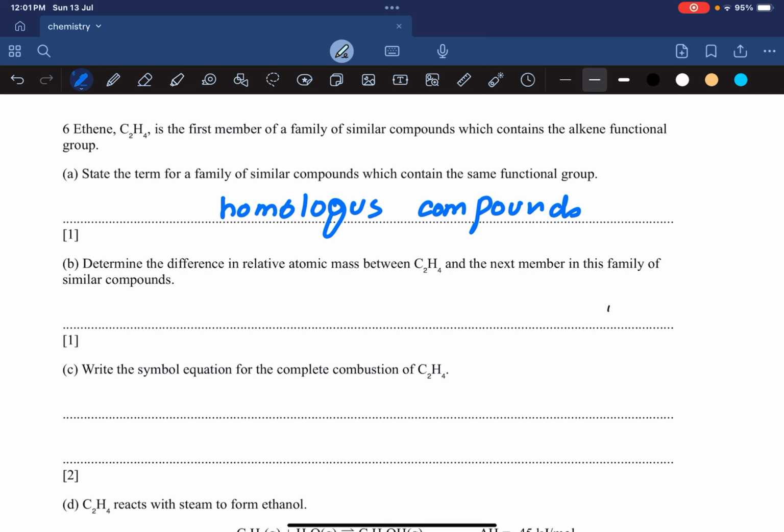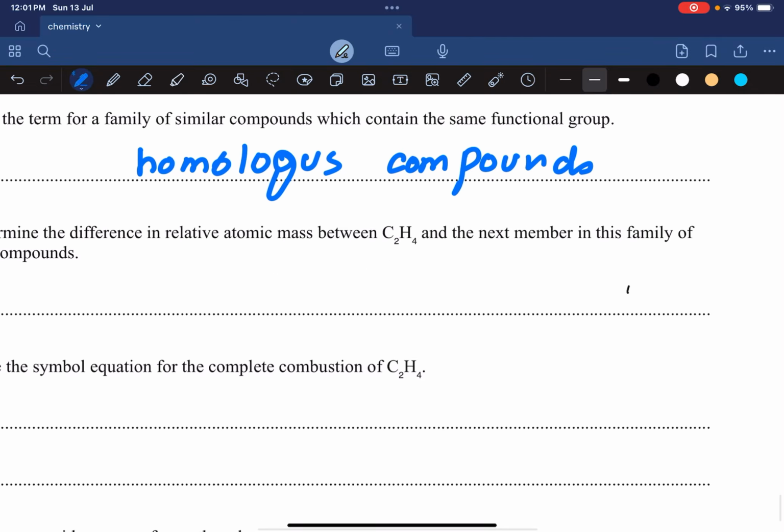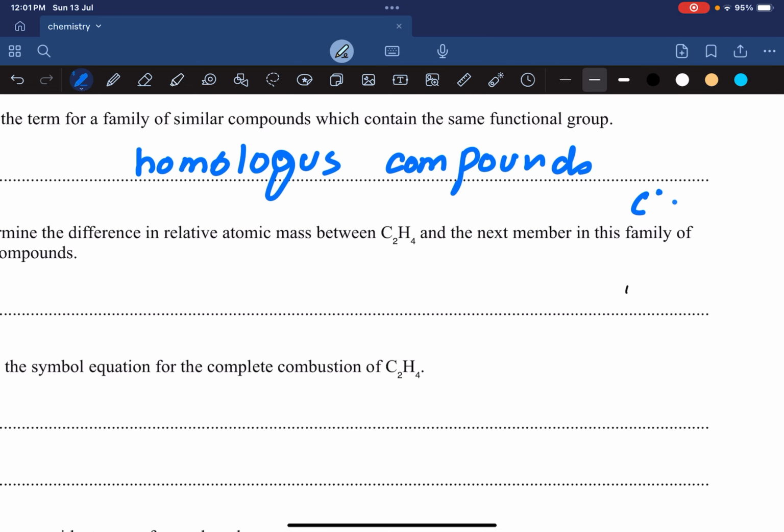Determine the difference in relative atomic mass between ethene and the next member. Okay, we have to tell the difference in the relative atomic mass. The difference is of one methyl unit, which is CH2, sorry, not CH4, CH2. This is one methyl unit, okay? You call this one methyl unit.